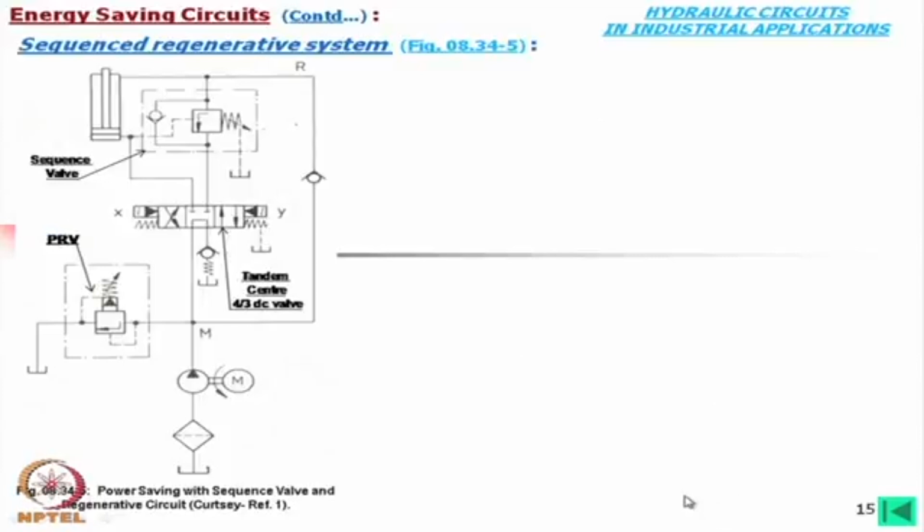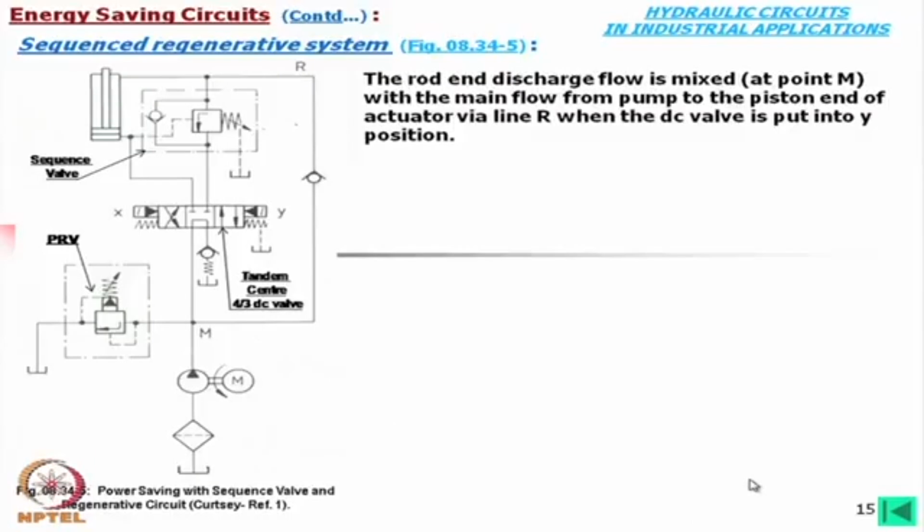Now, if we look into the other circuit, the sequence regenerative circuit, in that case we have one sequence valve here, and again this is a 4/3 DC valve and this is a simple pressure relief valve and fixed displacement pump. In that case, the rod end discharge flow is mixed at point M.